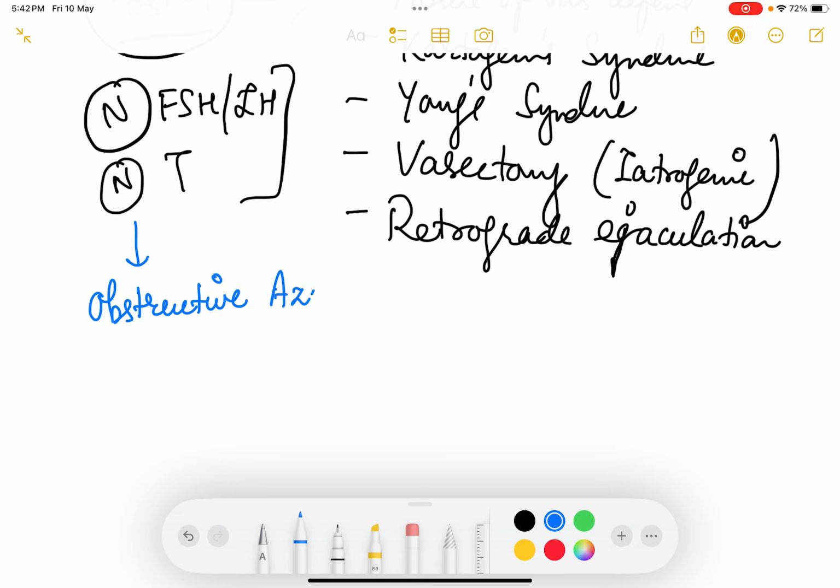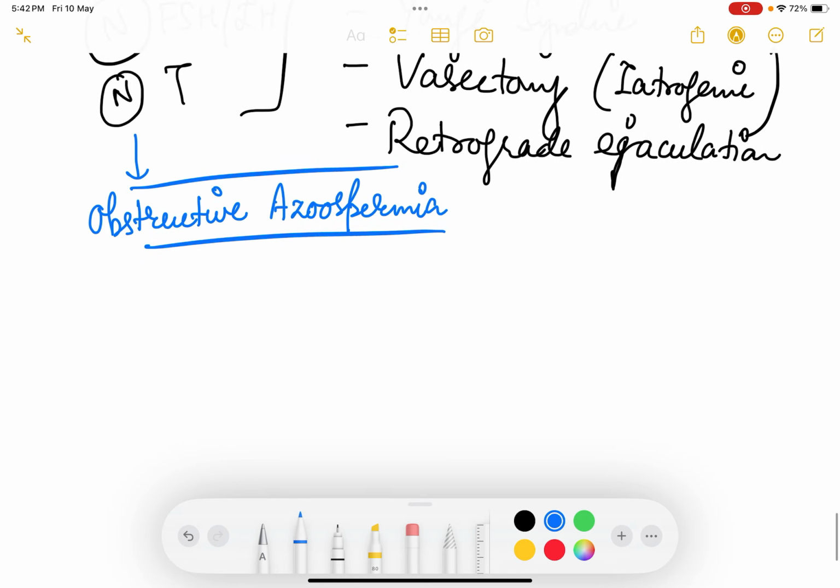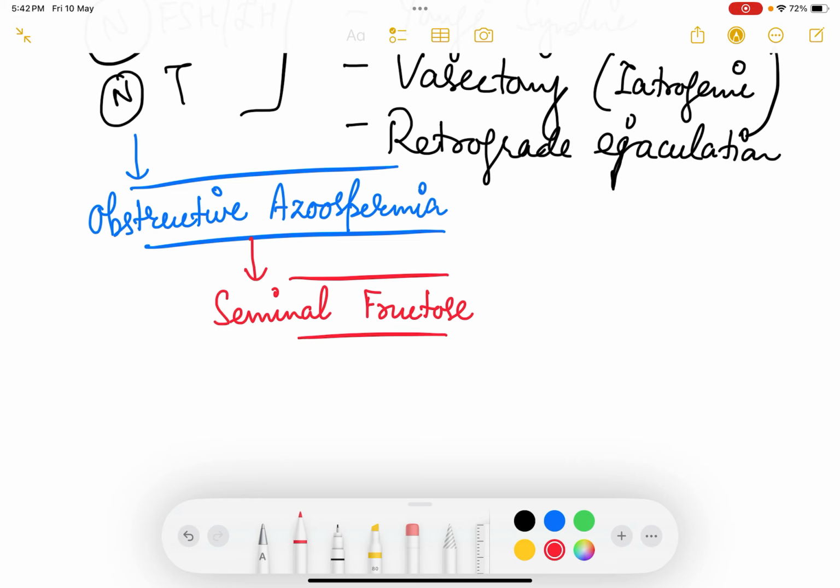Obstructive azoospermia is more common than non-obstructive azoospermia. So most of the patients who will come to you will have FSH and LH normal, testosterone will be normal, but still they will have azoospermia. So somewhere there is blockage. So for knowing the level of obstruction, the next test which we get done is seminal fructose. We will see in the semen specimen whether fructose is present or not.